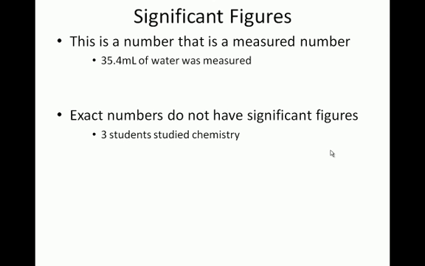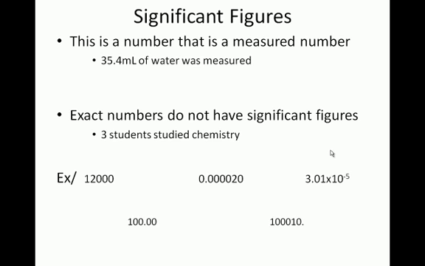Now this differs from something that has an exact number, that do not have a significant figure. So an example of this is 3 students studied chemistry. So it's not 3.1 students, it's not 2.9 students, it's 3, exactly 3. Unlike the 35.4 milliliters of water, it's possible that it could be 35.41 or 35.42 milliliters of water. Okay, that's very possible, but having 3.01 students is not possible. It's an exact number.